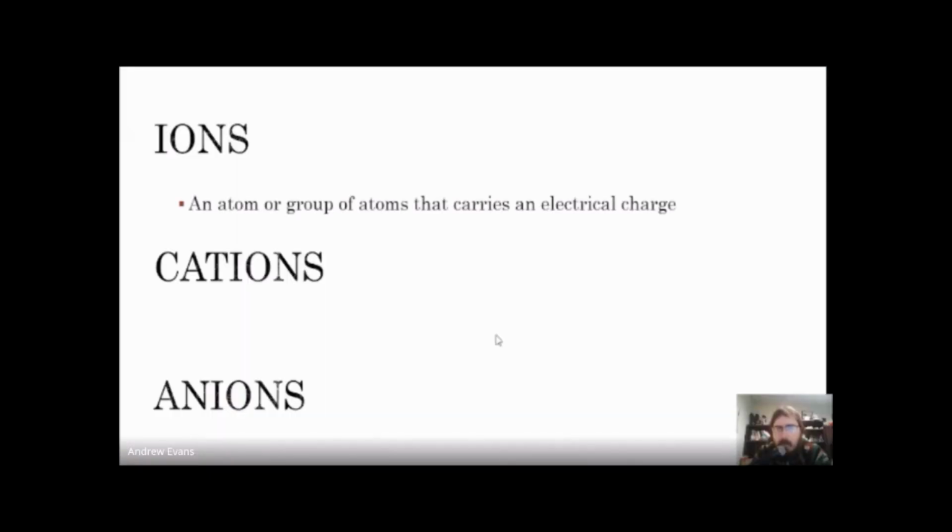The ability to conduct electricity is brought about by the formation of ions. Ions are simply an atom or group of atoms that carries an electrical charge. Now, we could have a cation, which is a positively charged ion, or an anion, a negatively charged ion. These charges are what allow the electrons to bounce back and forth across the solution.